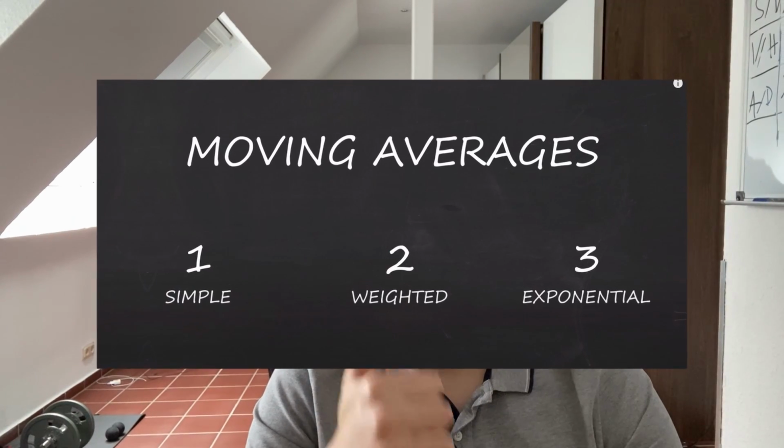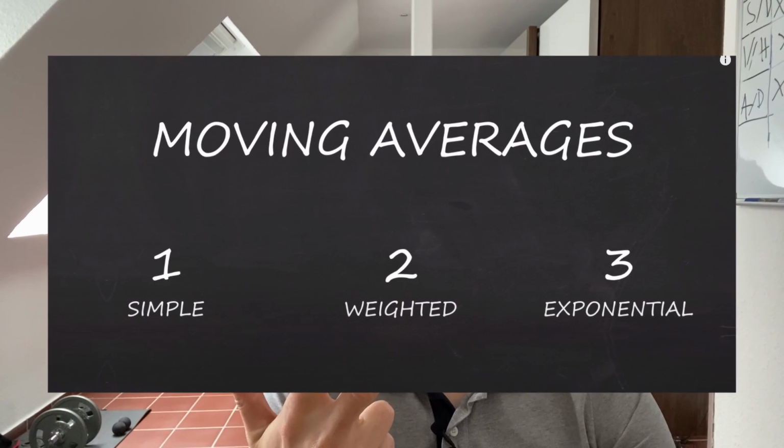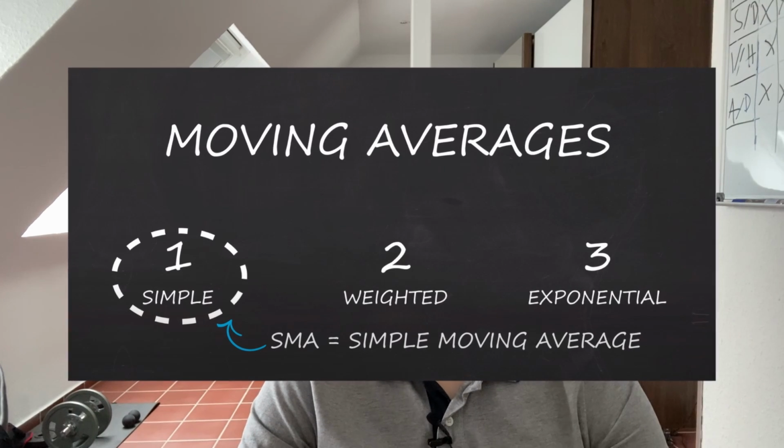Today we will look at the different types of moving averages. There are three main types: the simple moving average, the weighted moving average, and the exponential moving average. First, let's look at the simple moving average, or SMA for short. I will show you how it's calculated so that you can adjust it according to the given market circumstance.